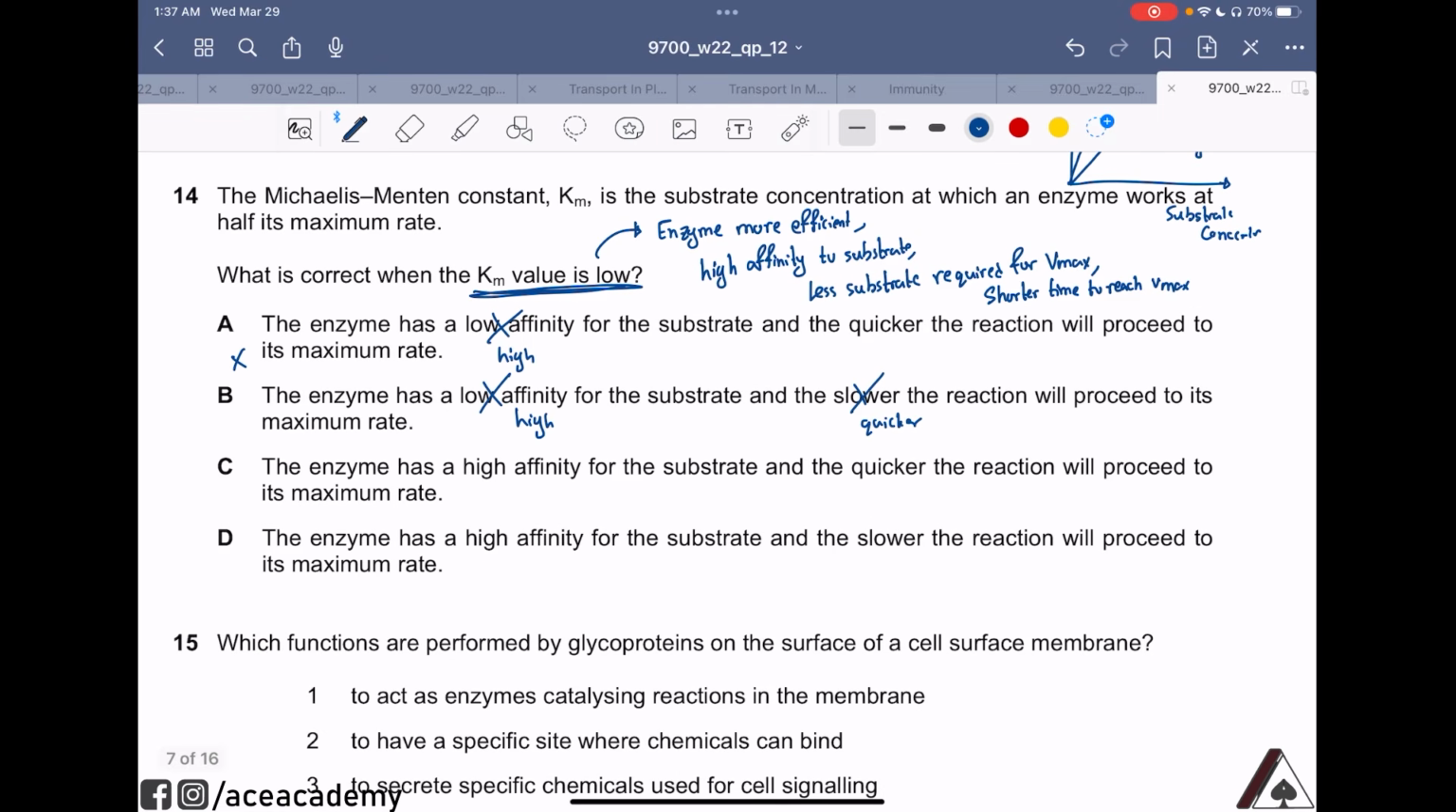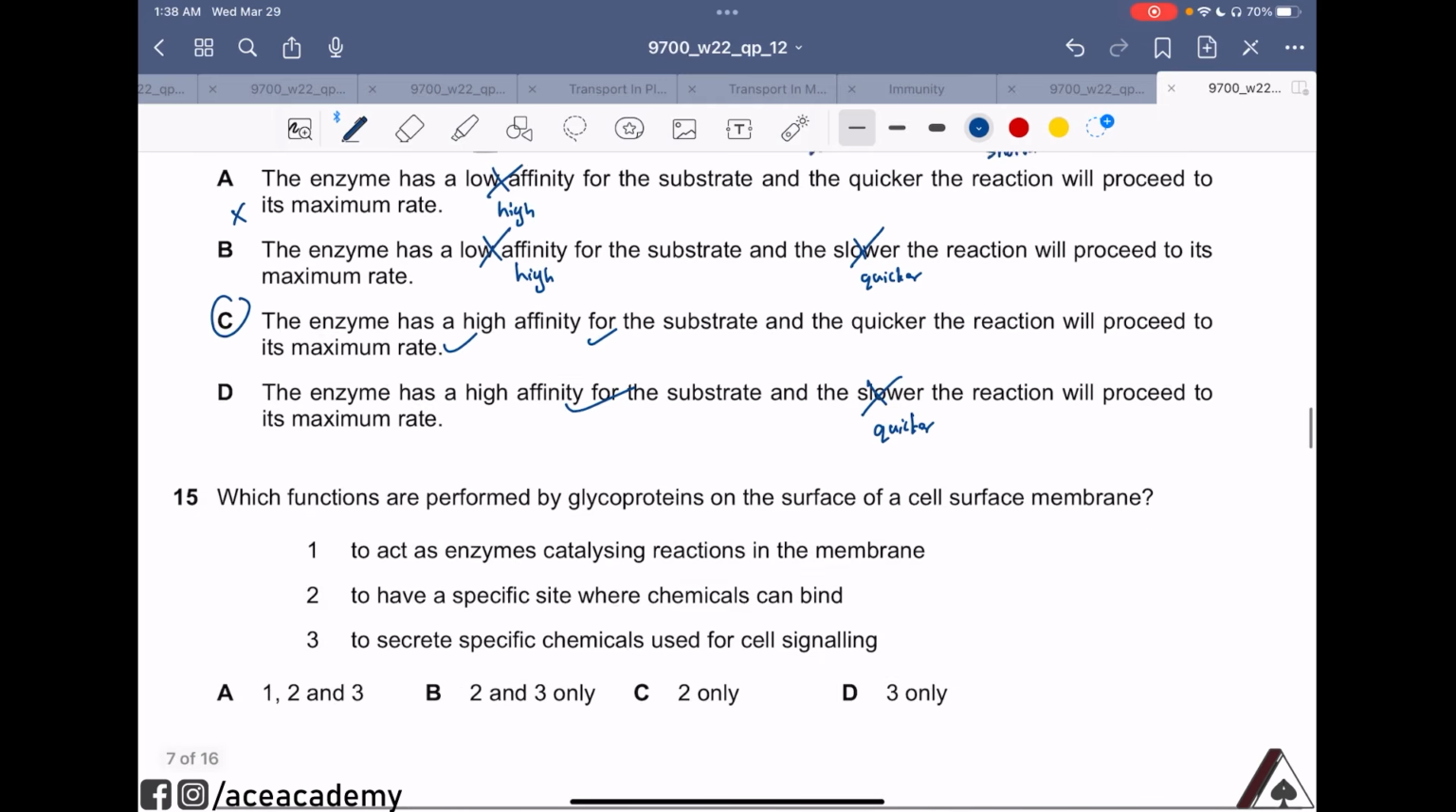The enzyme has a high affinity for the substrate. This is correct. And the quicker the reaction will proceed to its maximum rate. This is correct as well. So C can be the correct answer. And then the enzyme has a high affinity for the substrate, and the slower, no, it's actually quicker. The quicker the reaction will proceed to its maximum rate. Faster Vmax will be achieved. So C is the correct answer.